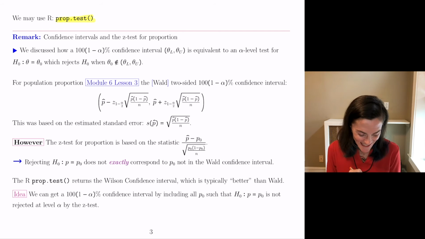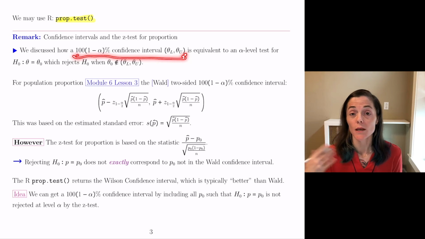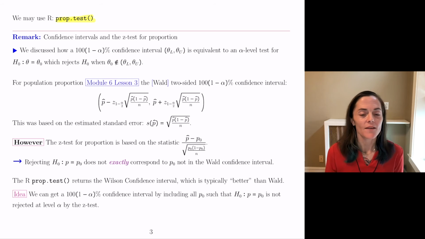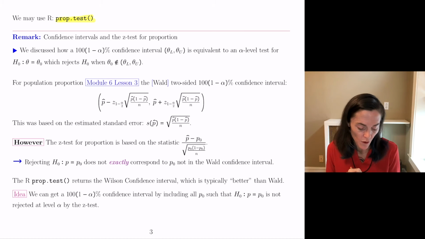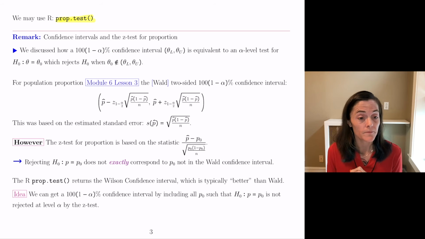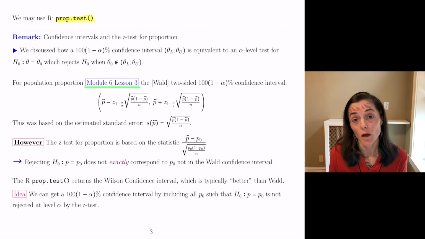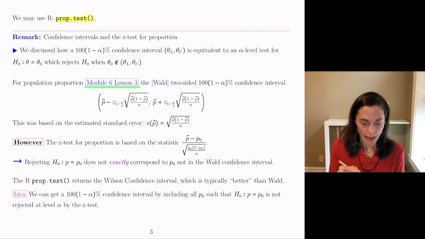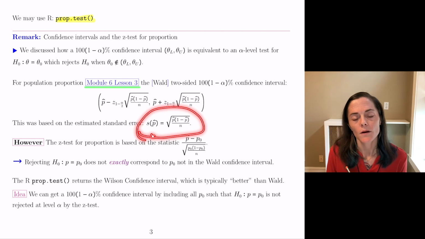I want to make a remark about confidence intervals and the Z-test for proportion. We discussed how a 100 times (1 minus alpha) % confidence interval is equivalent to an alpha-level hypothesis test, where we reject the null provided this theta 0 is not in our confidence interval. For a population proportion, in Module 6, Lesson 3, we discussed the confidence interval, which is really what's called a Wald confidence interval, and it looked like this. So we use this estimated standard error, which came from our sample proportion, p-hat.